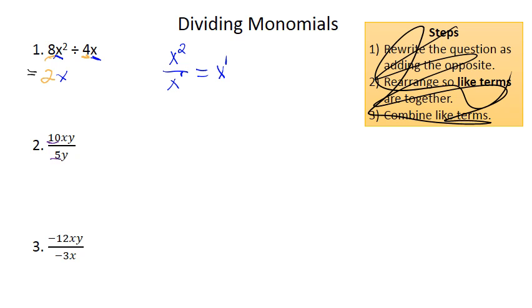Again, let me start with our coefficients. What's 10 divided by 5 will be 2. Then I look at our variables. I have xy divided by y. These y's are going to cancel out, and all I'll be left with is again 2x. Last one down here. Start with my coefficients. What's negative 12 divided by negative 3? That would be 4. And again, I have xy divided by x. So this time my x's cancel each other out. And all I'm left with is 4y.